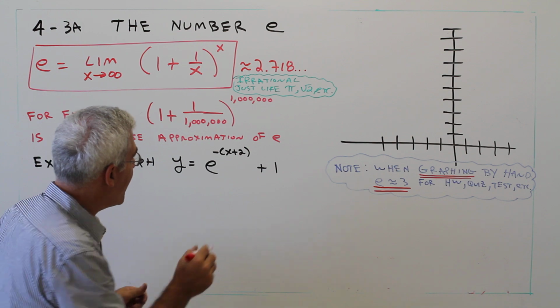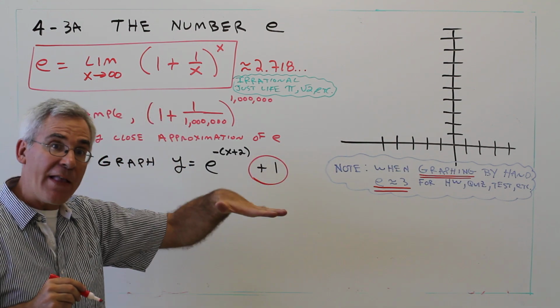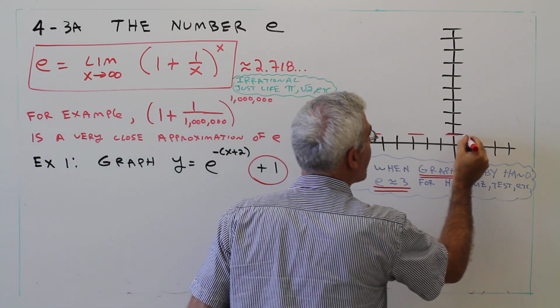All right, the first thing I do is notice that there's that plus 1 out there. That's going to be the horizontal asymptote. So that's the very first thing I do, I dash that.